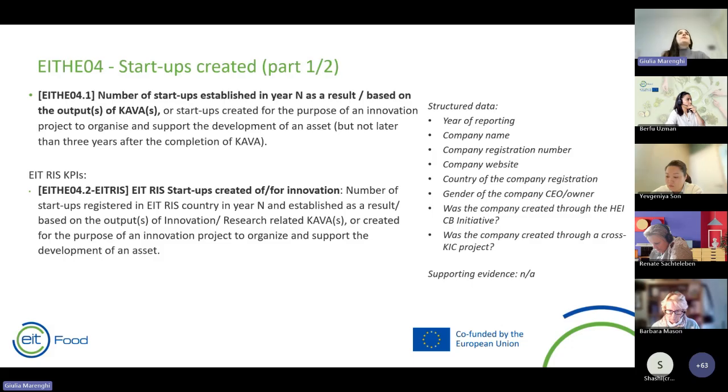Fourth group of KPIs refers to startups created, so EIT 04. Here too we have 3 sub-indicators. We have 04.1, which is non-core, so no supporting evidence required. It refers to the number of startups that are established in a year and as a result of the outputs of the CAVA. And there is no minimum threshold of sales. In this case, just because they are non-core, you will then have to submit only structured data.